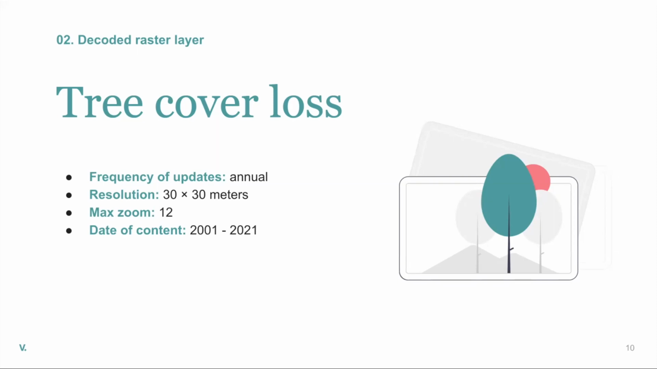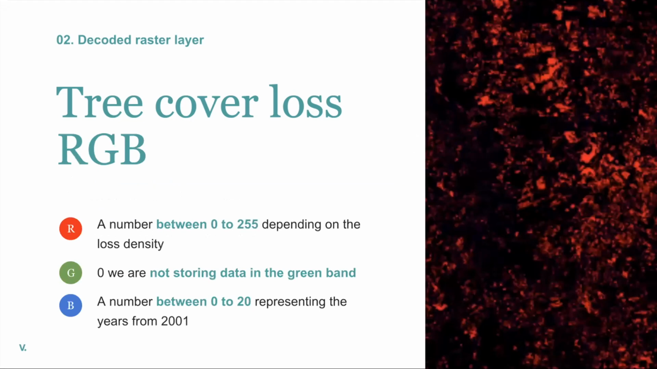The most important thing that you need to know is that we are going to store a loss alert at some moment of time between these 2 dates of content inside of each pixel. If we take a look at one pixel of this layer, this is more or less one of the tiles. It's true that this is distorted, because it should be a square. Let's start with the blue band. We are going to store a number between 0 and 20, representing the moment that alert happened in time.